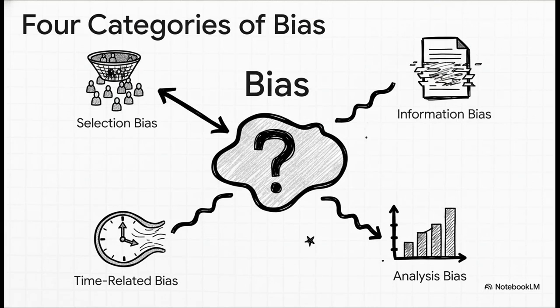And bias isn't just one single thing. It actually comes in a few different flavors. The book groups them into four big buckets: bias in how you select people for your study, bias in the information you collect, tricky issues related to time, and finally, bias in how you run your analysis. We're going to zoom in on a couple of key examples from those first two categories.